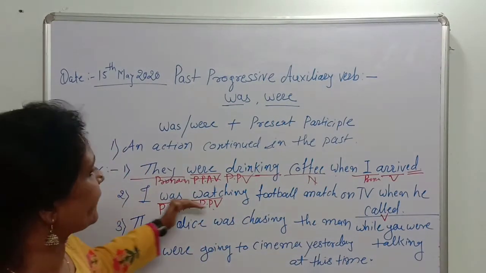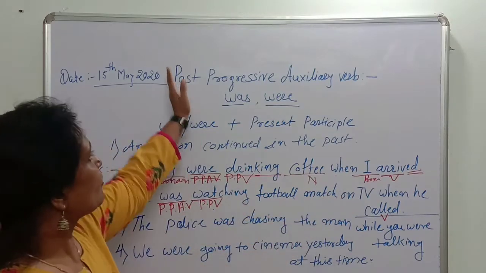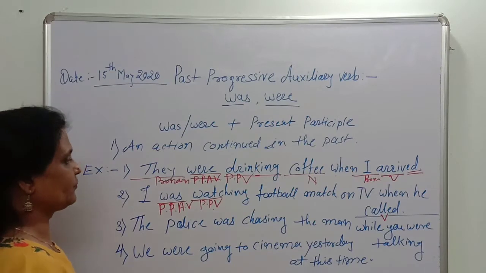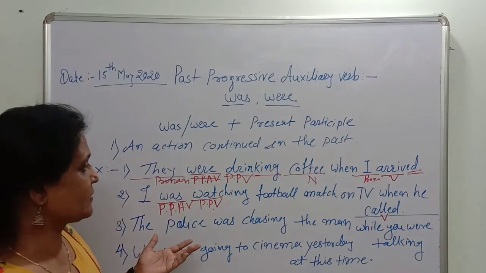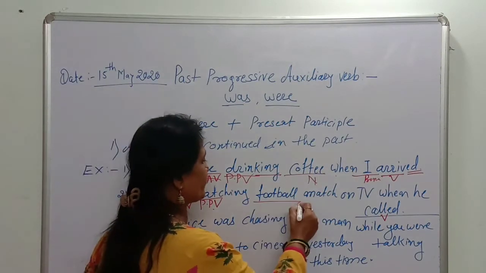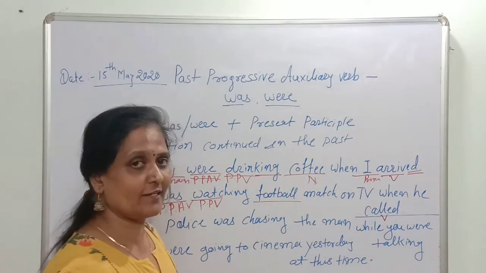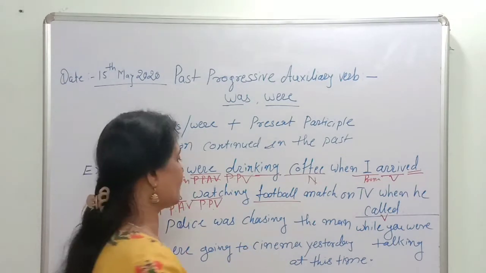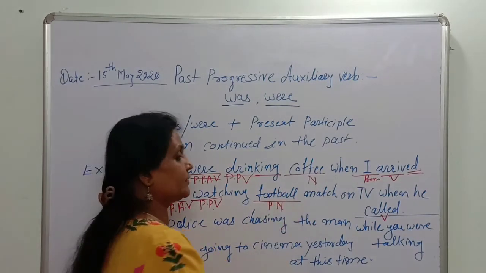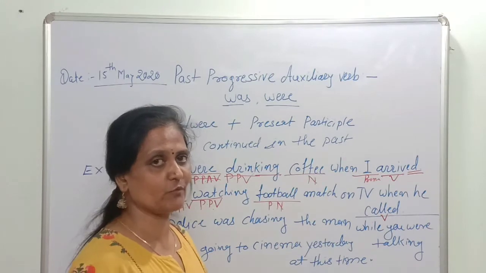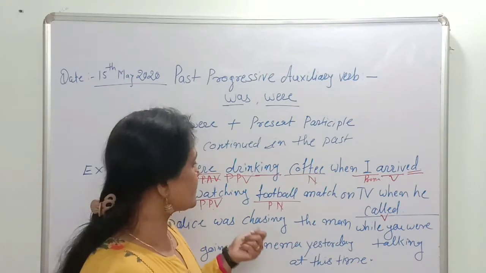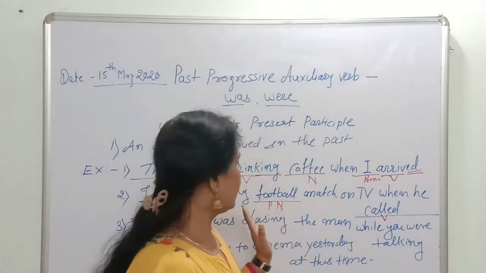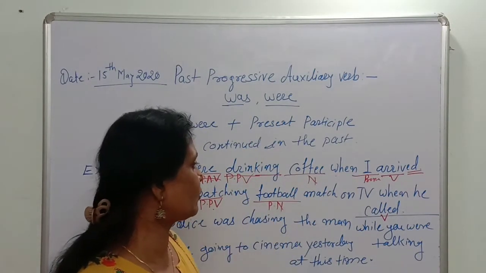So this sentence is the past progressive auxiliary verb, right? Also in this sentence, football is the name of the game. There are lots of games, and we have to give a name to each game. So football is the name of the game, so it is a proper noun.